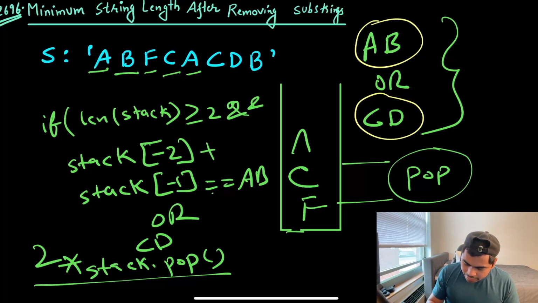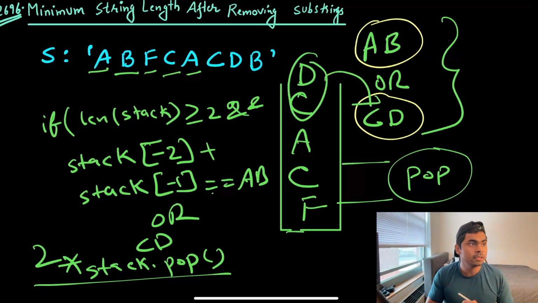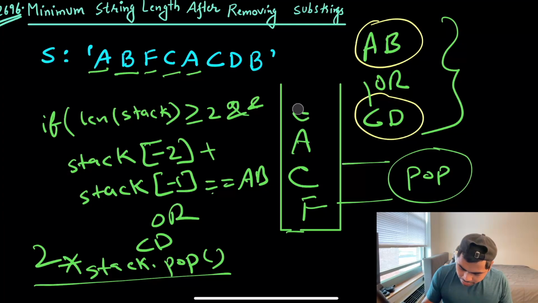So we're gonna append A, then C, these two, sorry, not these two, but then we're gonna append D, and these two match with CD over here. So what we'll do, we'll pop both of them off. So this is what we will pop off, and after popping these things off, we're gonna append B.